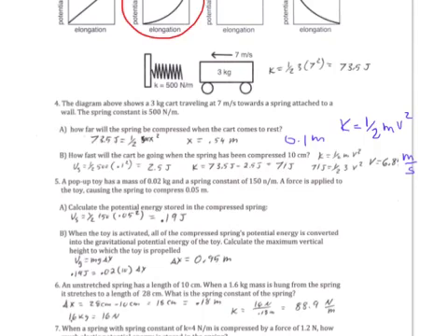I've got a pop-up toy, and I want to calculate what is the potential energy stored in the compressed spring. So I'm going to use the spring potential energy equation. The spring potential energy equals 1/2 the spring constant, which is right here, which is 150, times x squared, where x is the distance it's compressed, 5 centimeters or 0.05 meters, squared, and that gives me 0.19 joules of energy stored in the pop-up toy.